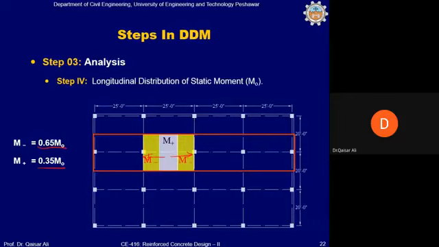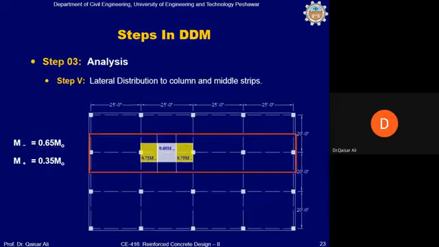Once this is done, we laterally distribute the bending moment into column strip and middle strip. Out of the total negative bending moment, 0.65 M naught, 0.75 of this will be taken by the column strip, and the remaining 0.25 will be divided into two parts, half to the middle strip on one side and half to the middle strip on the other side.